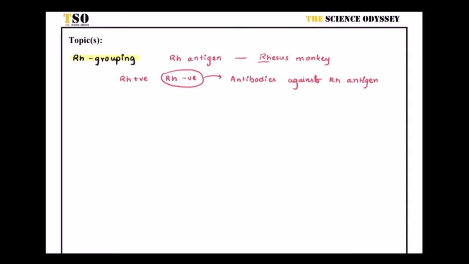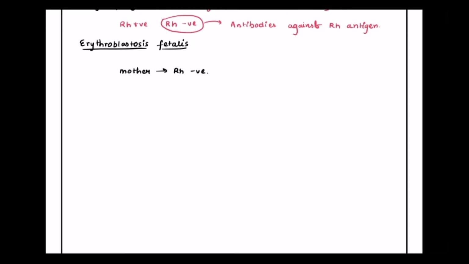Now here comes a special case which is called erythroblastosis fetalis. This is a disease which is caused by RH incompatibility in a pregnant mother who is RH negative. So the mother is RH negative and the fetus is RH positive.